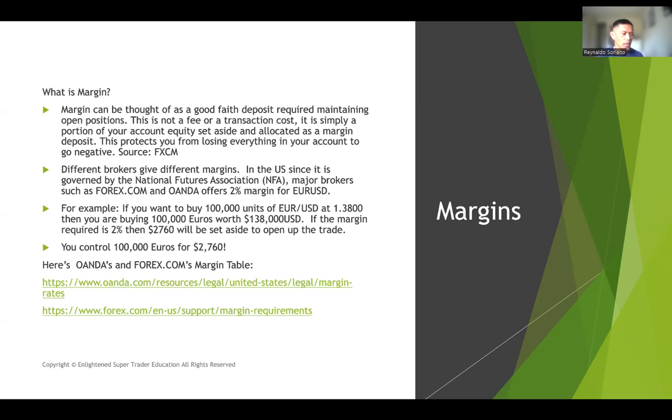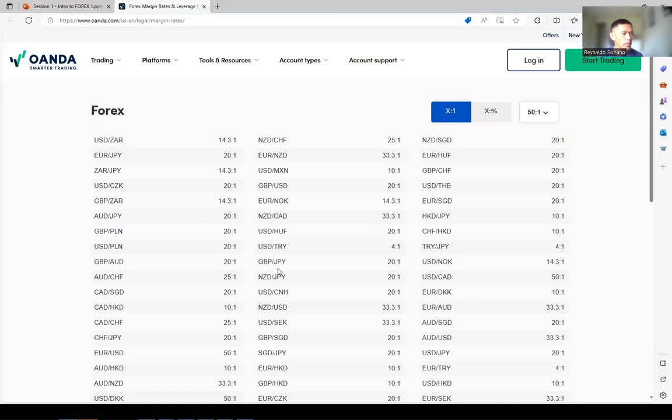Okay, so here's also Oanda and Forex.com's margin table. You can actually just click on that, and then it will give you the margin requirements. Actually, let me go through here. Let's have a look. Oh, here we go. Based on Forex.com, 50 to 1 is dollar CAD, 20 to 1. Let me just go through the 50 to 1s.